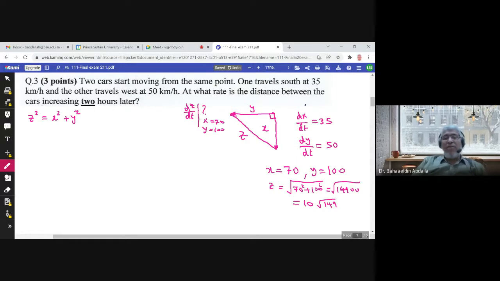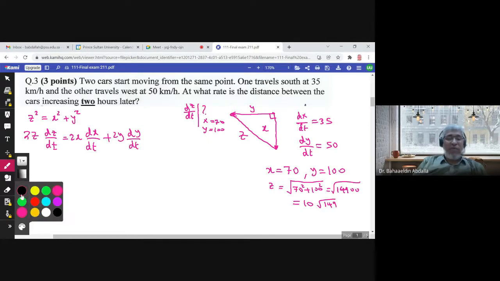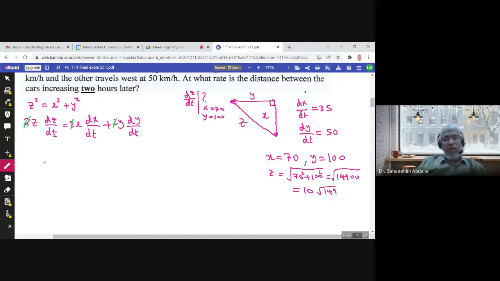Now, how to find dz by dt? I find the derivative of this equation. The derivative of z squared with respect to t is 2 times z times dz by dt. The derivative of x squared is 2x times dx by dt. This is using the chain rule. The derivative of y squared is 2y times dy by dt. I have 2 in every term, so I can just divide all the terms by 2 and get rid of the 2. And now z is 10 square root of 149. dz by dt is required.